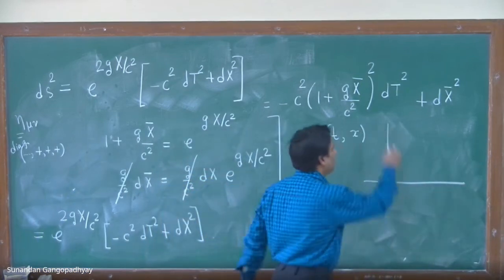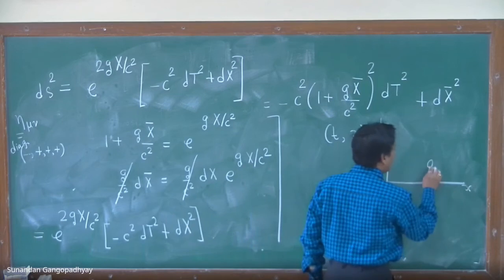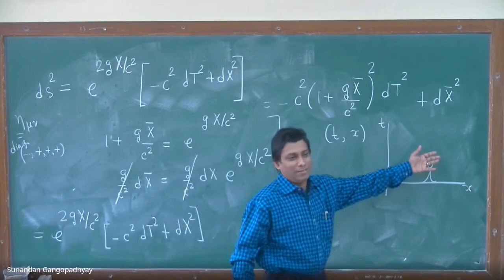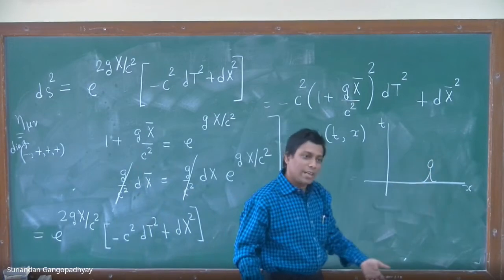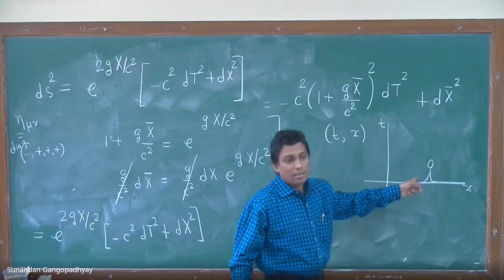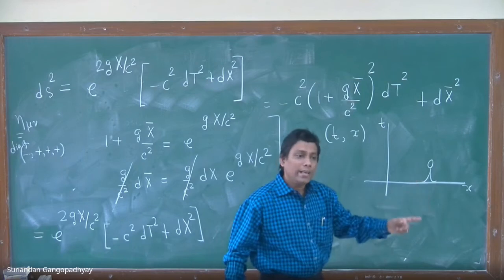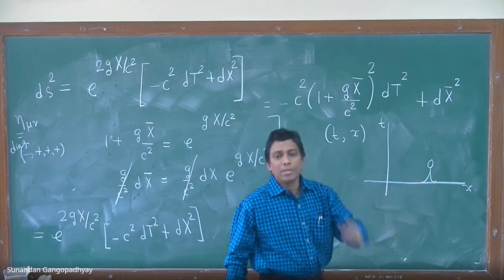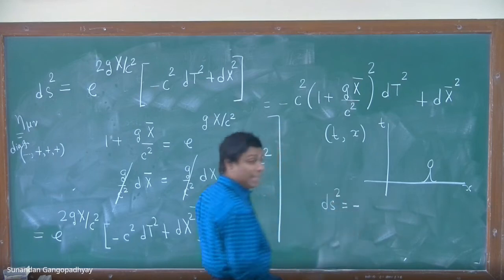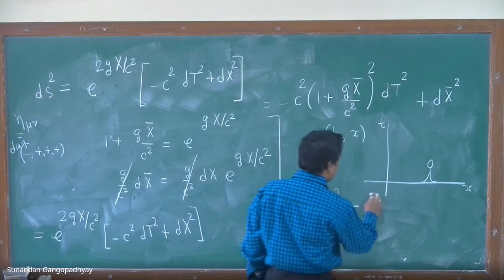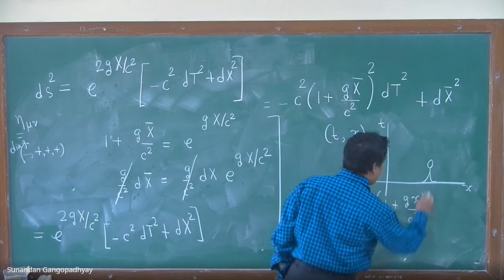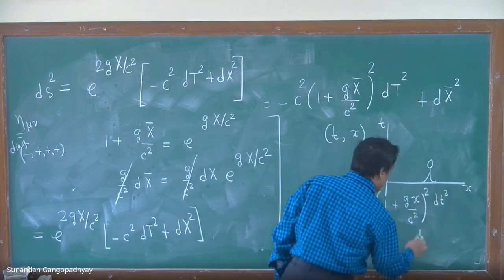Like us, we have p and x, and Gangopadhyay is sitting here, and he is in a uniform gravitational field. And Gangopadhyay's teacher is also standing here. He is also in a uniform gravitational field. What are their coordinates? t comma x. And their line element, you can never write it to be flat space-time. What should it be? It should be ds square equals c square times 1 plus gx by c square whole square dt square plus dx square.